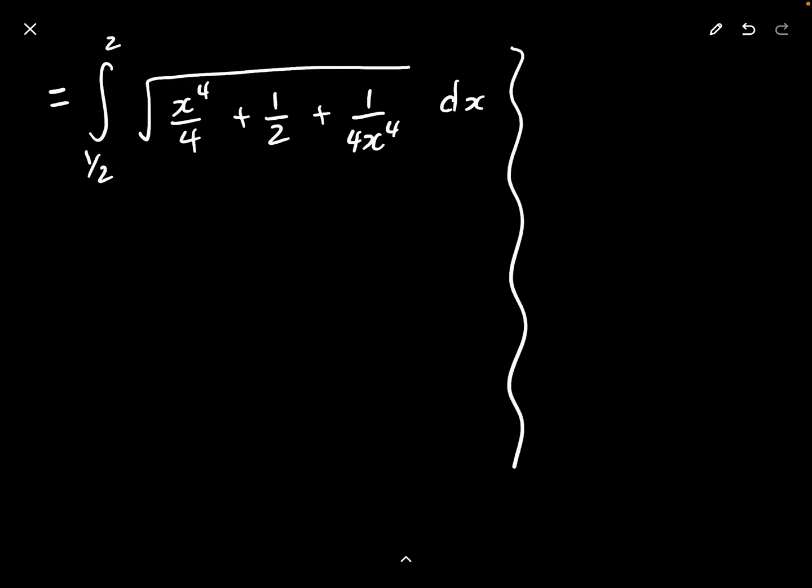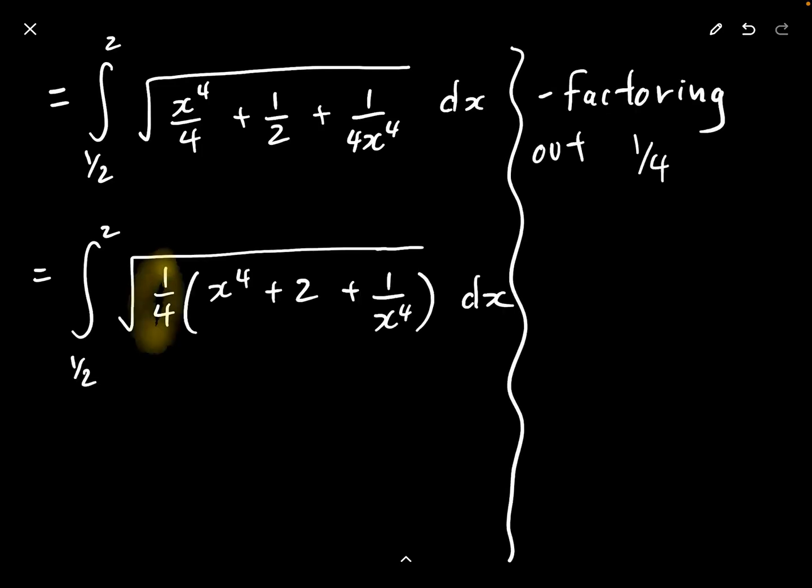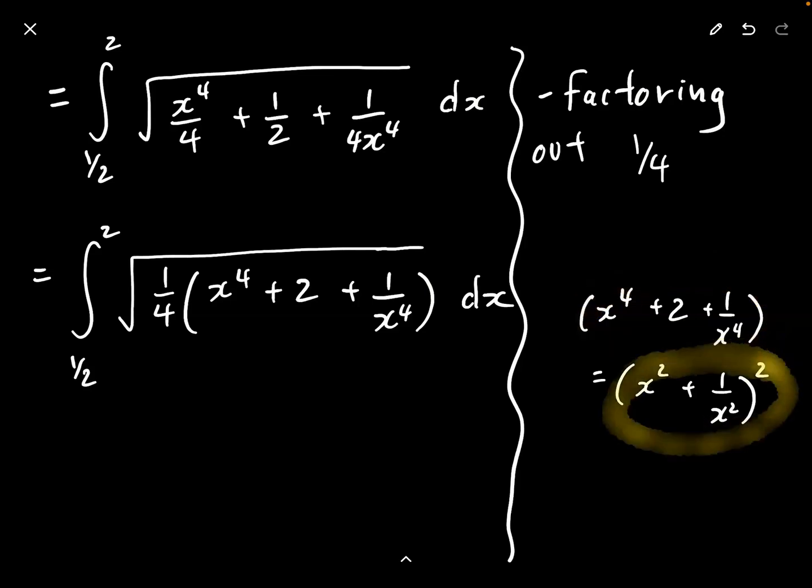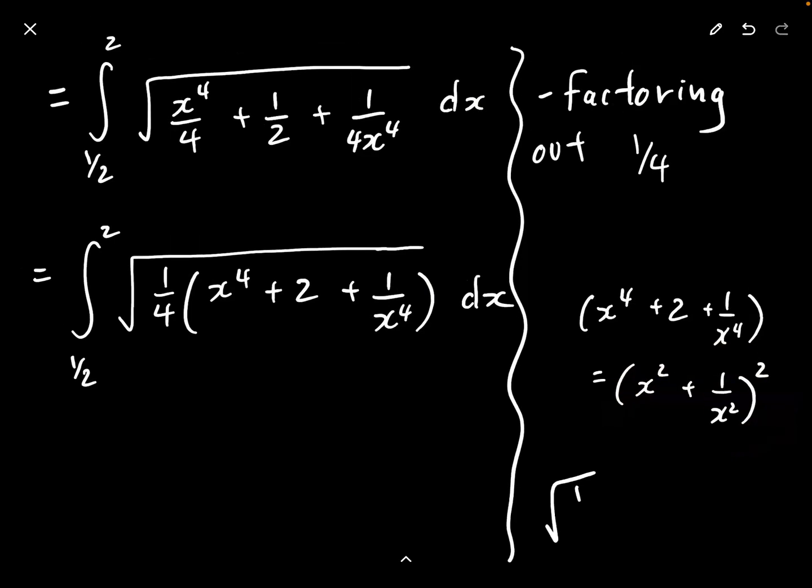And next I will factor out 1/4. You don't have to do that if you don't want to. So here we factored out 1/4 from the 3 terms. So we have 1/4 times x to the 4 plus 2 plus 1 over x to the 4. And we can factor x to the 4 plus 2 plus 1 over x to the 4 as x squared plus 1 over x squared all squared. Also, the square root of 1/4 will be 1/2.